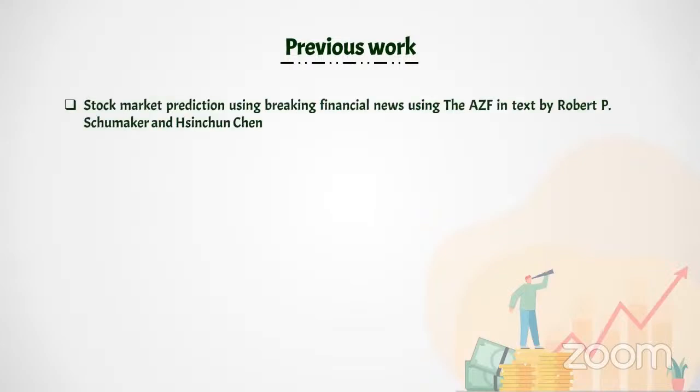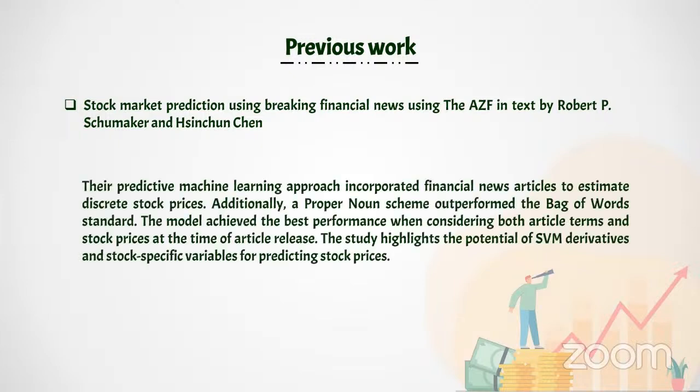Previous work. Stock market prediction using breaking financial news, by Robert P. Schumaker and et al. Their predictive machine learning approach incorporated financial news articles to estimate discrete stock prices. Additionally, a proper noun scheme outperformed the bag of words standard. The model achieved the best performance when considering both article terms and stock prices at the time of article release. The study highlights the potential of machine-derived and stock-specific variables for predicting stock prices.